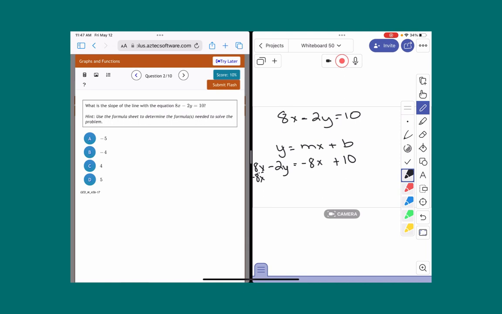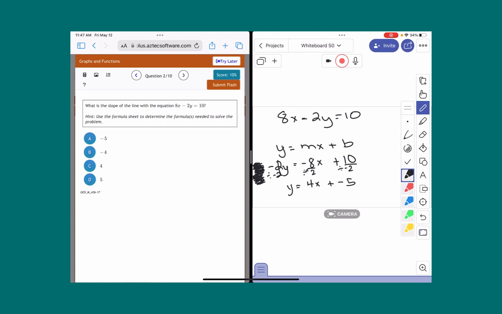Or if you could remember, you could just say to yourself, whatever it is on this side, it becomes the opposite sign of that on the other side. Okay? And then you have to divide everything through by a -2. Those clear out. You have a 1y, which is just y. This turns into a +4, and this is a -2.